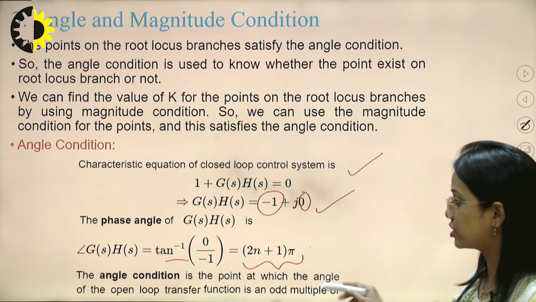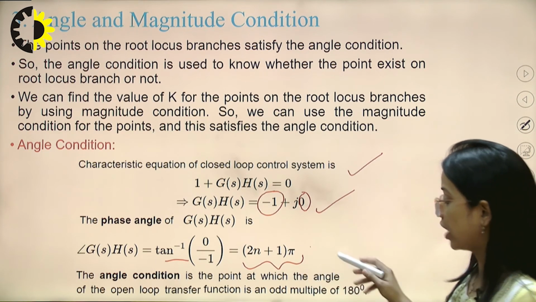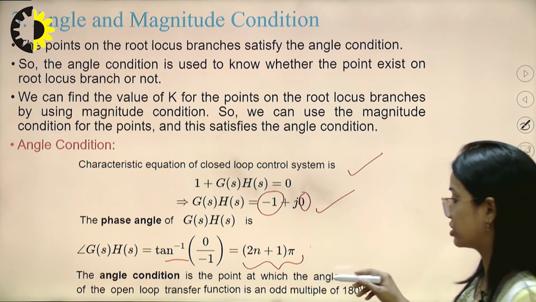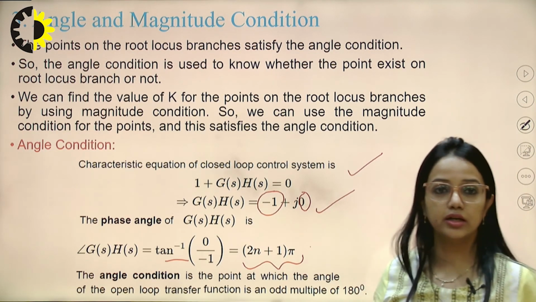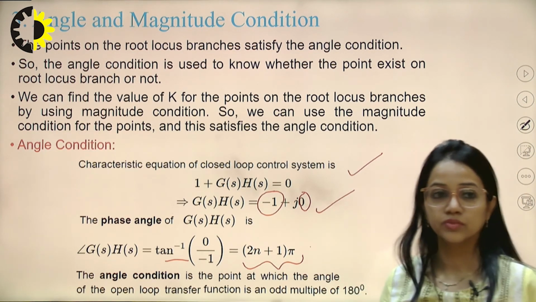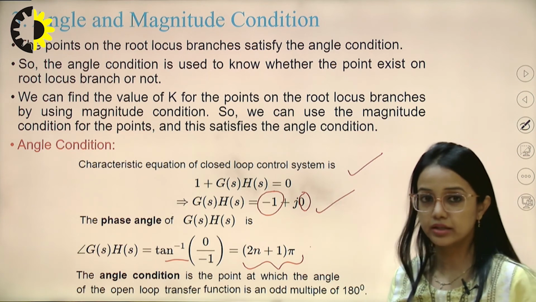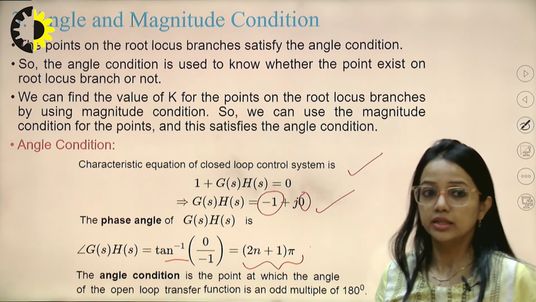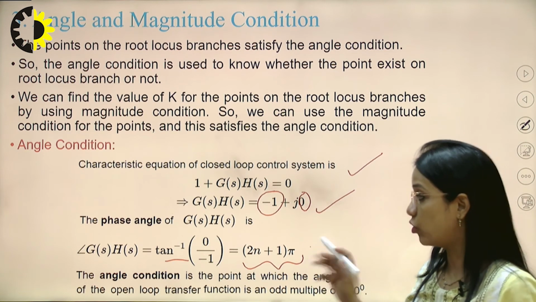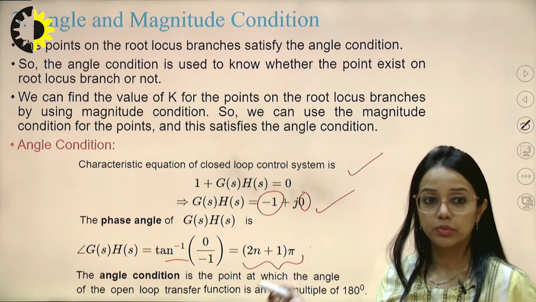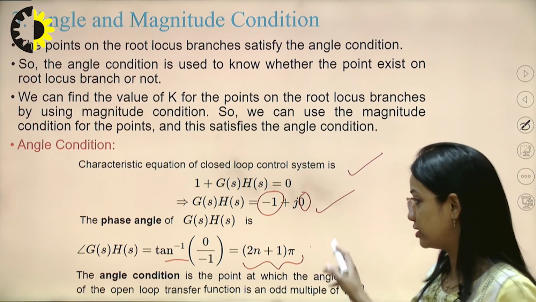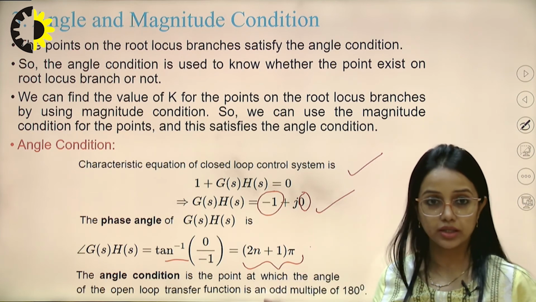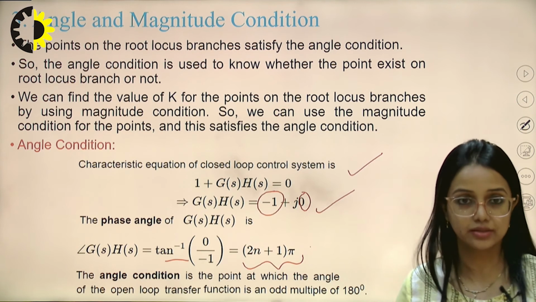So the angle condition is the point at which the angle of the open loop transfer function is an odd multiple of 180. So for the angle condition at a particular point, the angle of the open loop transfer function should be an odd multiple of 180 degrees, and we'll be finding this. And if it is an odd multiple, then of course the root locus will exist there.